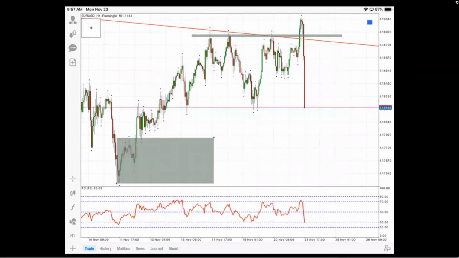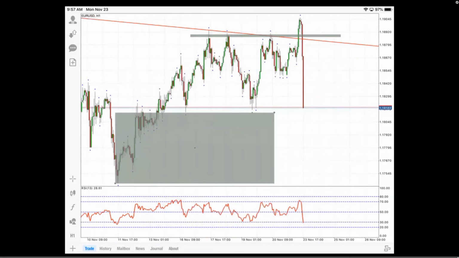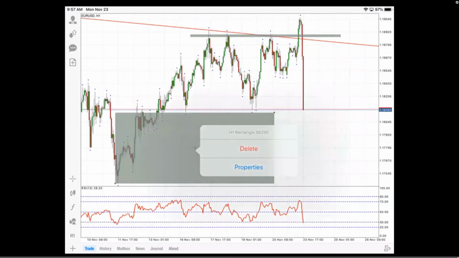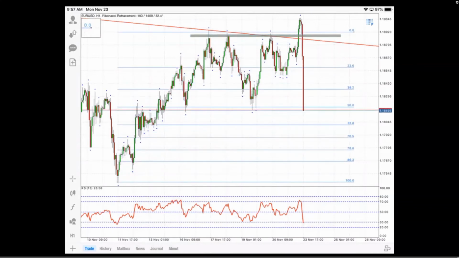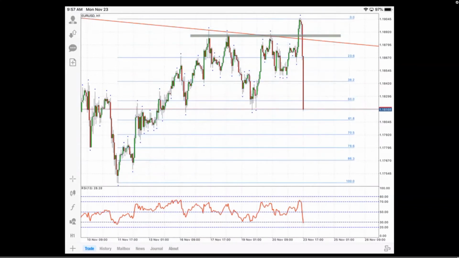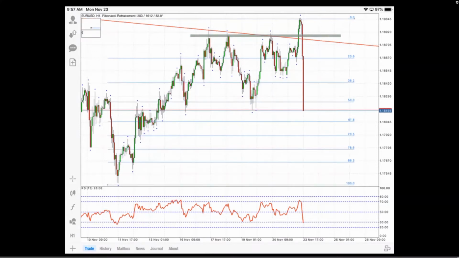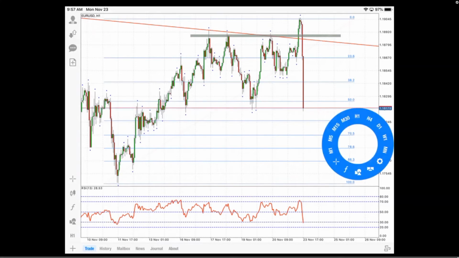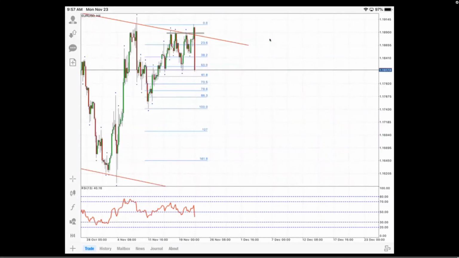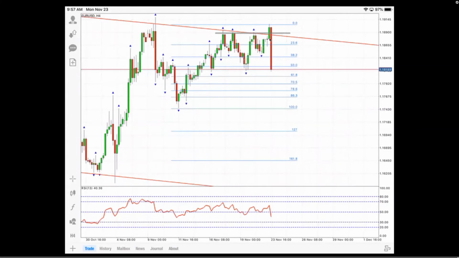So I missed this move, but I'm looking for and anticipating the next move. I see the false breakout happening. I'm also looking at where I want to get in. That's on the 1 hour. Here we go to the 4 hour. And from this low to the high of the false breakout, we have, what do you know, 78.6 hiding in there.